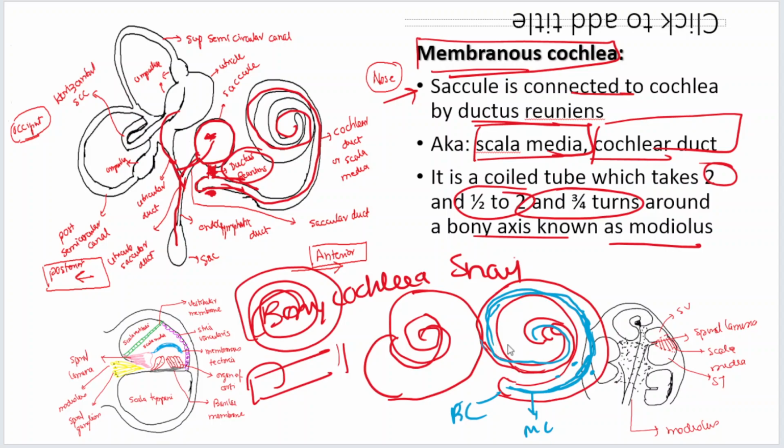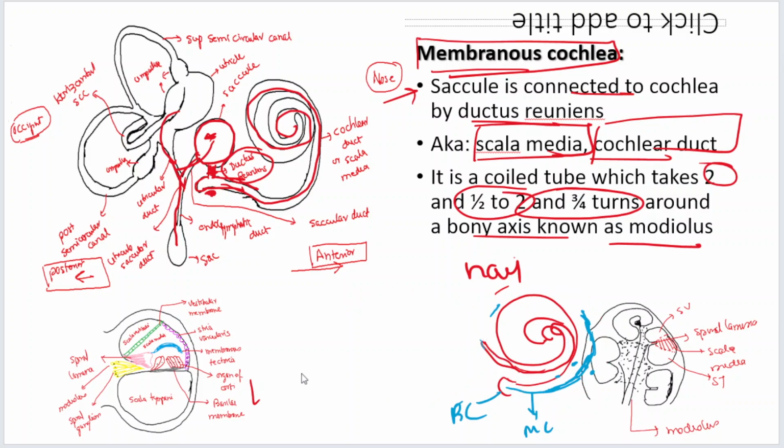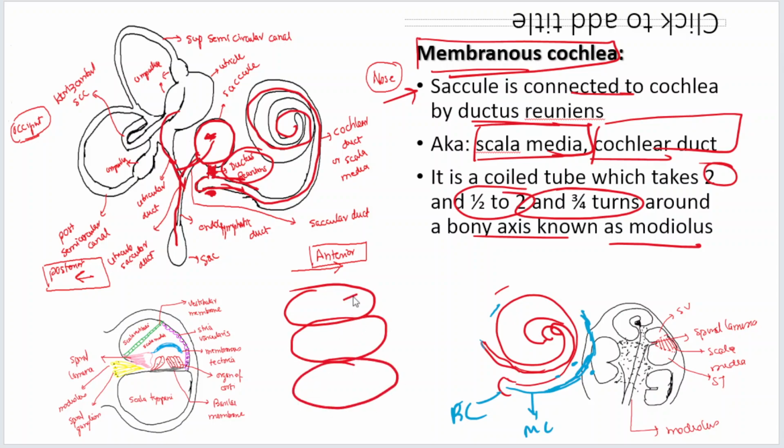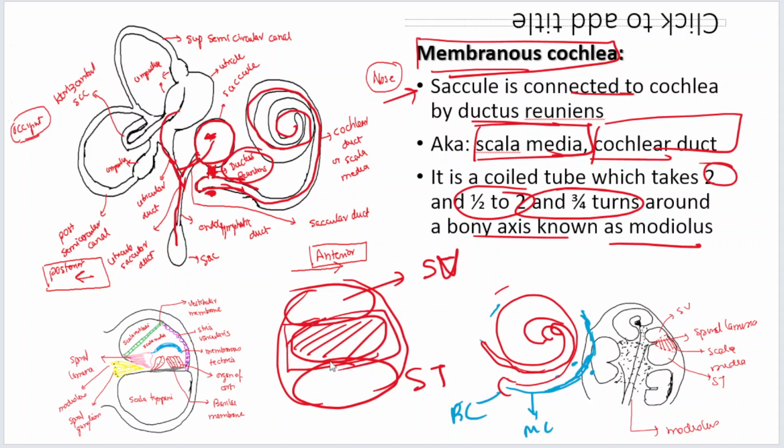So this is a coiled tube. When you make a section of the bony coiled tube, you will see that it has three partitions: above, middle and down. The above part is called the scala vestibuli. The below part is called the scala tympani. So this membranous cochlea is dividing the bony cochlea into three parts: the scala vestibuli, the scala tympani, and what is present in the middle is called the scala media.